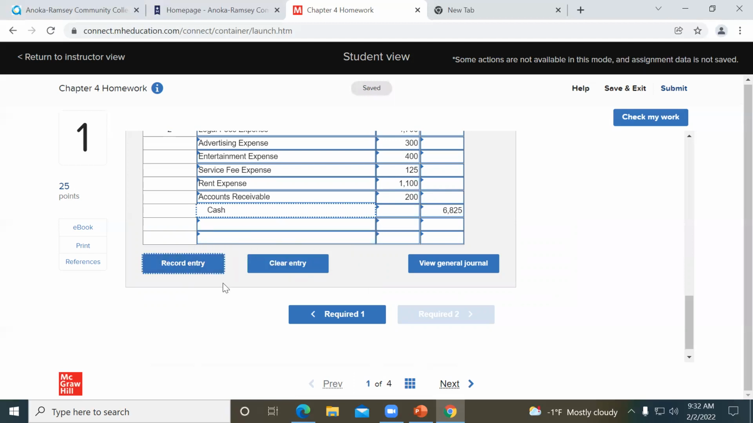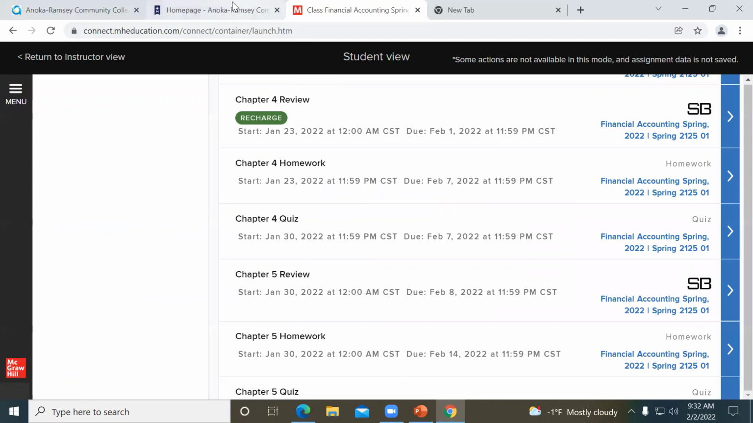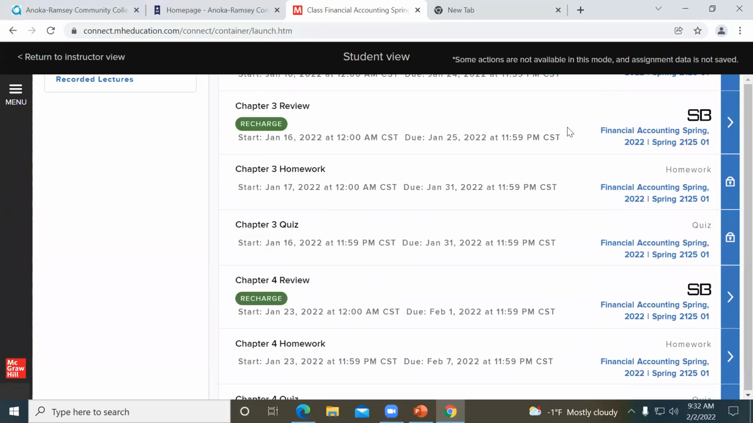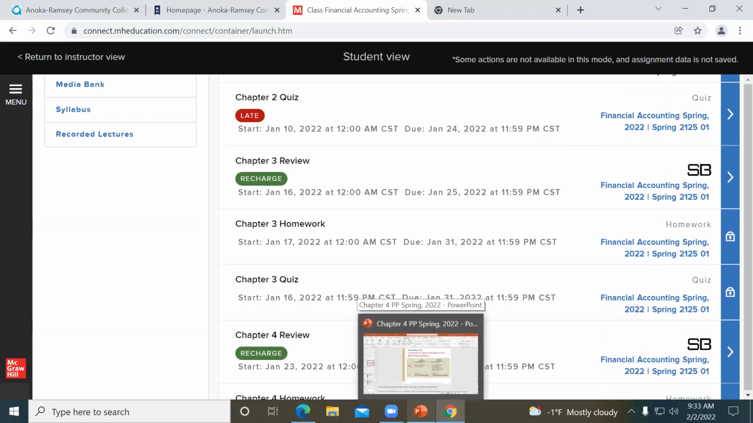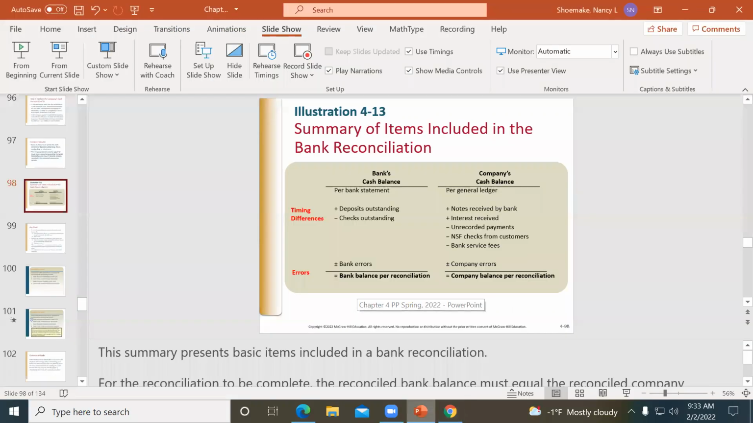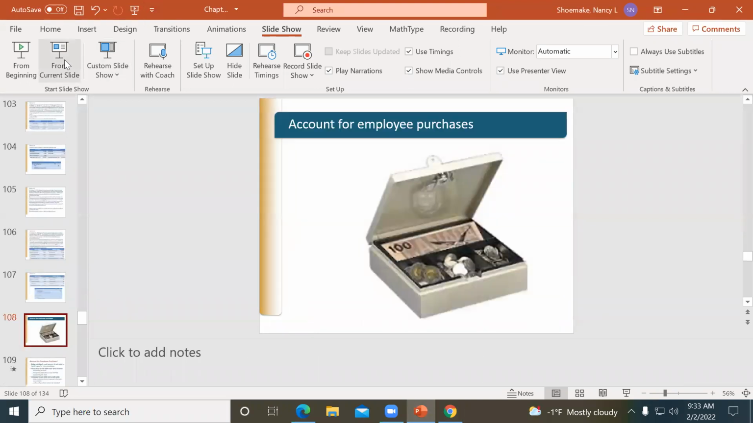We have to take every transaction related to the company side, and we then have to create a journal entry for everything we changed on the company side. Okay. I have to move on so we can finish up with this.